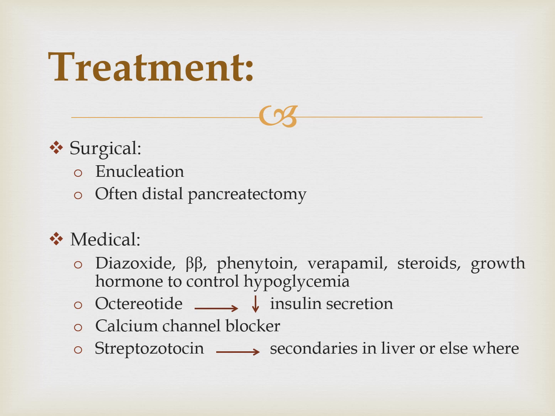We may use the beta blockers, phenytoin, verapamil, steroids, growth hormone, all to control the hypoglycemia. Octreotide may decrease the insulin secretion. Also, the use of calcium channel blockers decreases the insulin secretion. And in cases of secondaries or metastatic disease, we use the streptozotocin.